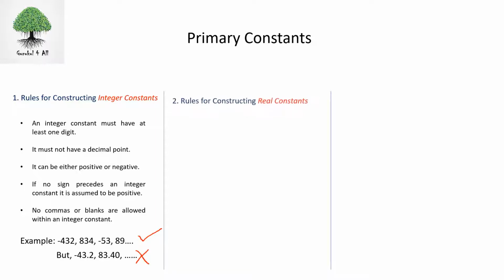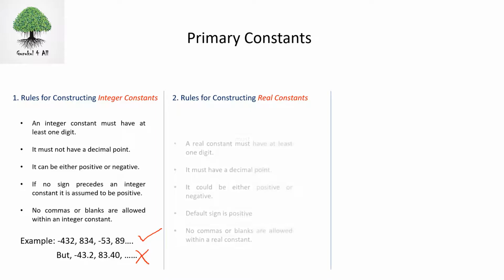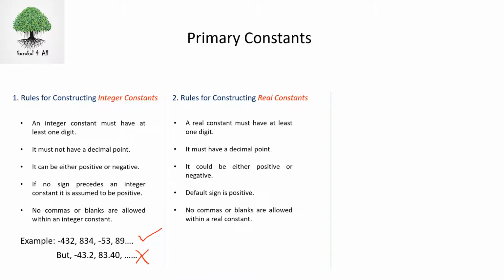Now, second primary constants are the real constants. As the name suggests, real numbers are the ones which can have the decimal part also. So these are the rules for constructing real constants. And for example, we can see here this minus 43.2 or 83.40. They have two parts. One is the integer part and one is the decimal part. So such numbers are known as the real constants.